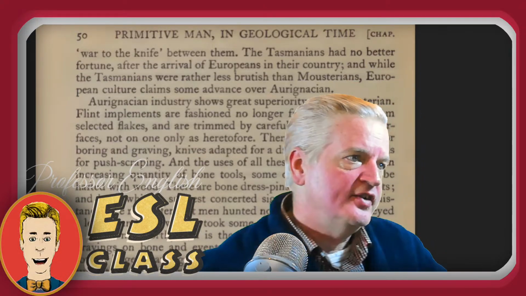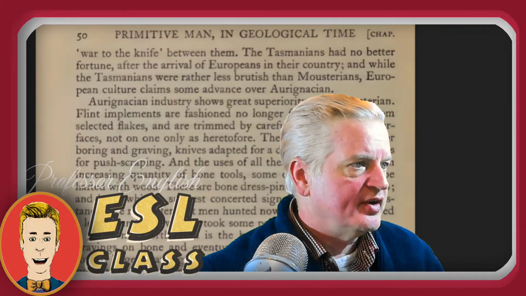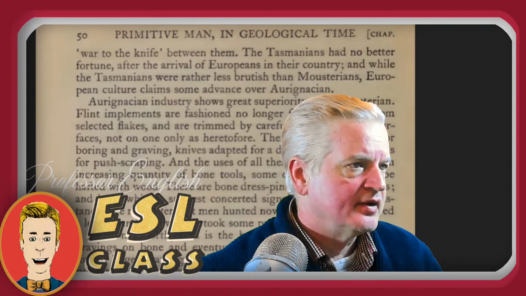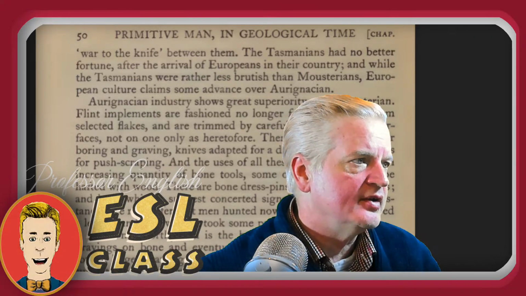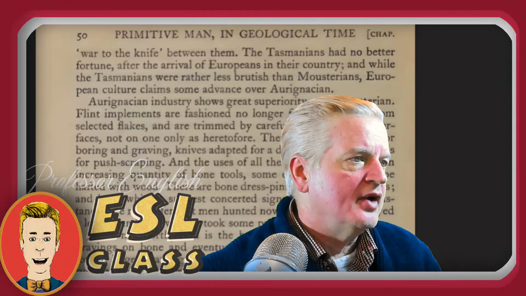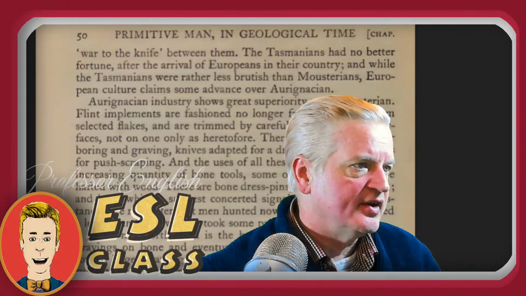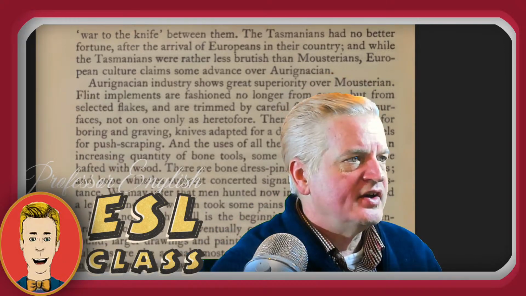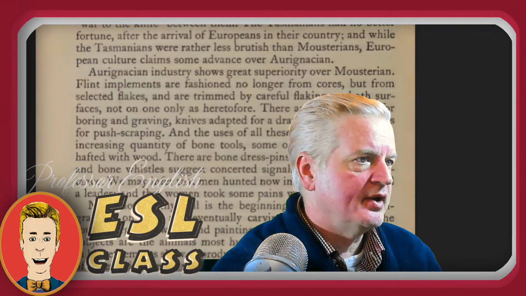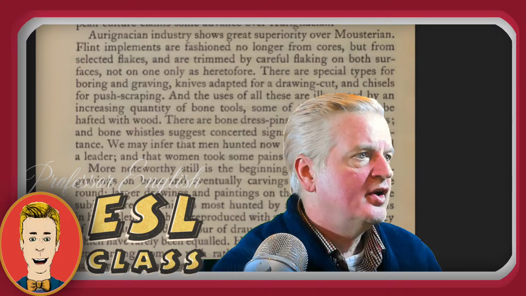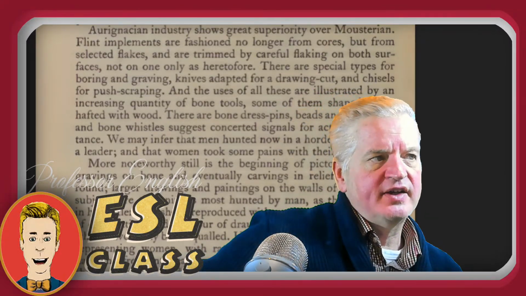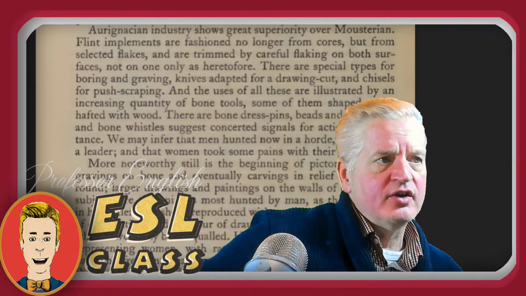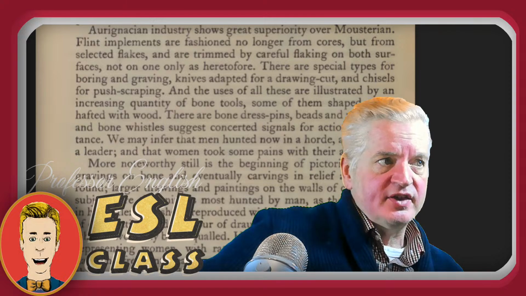The Tasmanians had no better fortune after the arrival of Europeans in their country, and while the Tasmanians were rather less brutish than the Mousterians, European culture claims some advance over Aurignacian. Aurignacian industry shows great superiority over Mousterian. Flint implements are fashioned no longer from cores, but from selected flakes, and are trimmed by careful flaking on both surfaces, not on one only as heretofore.